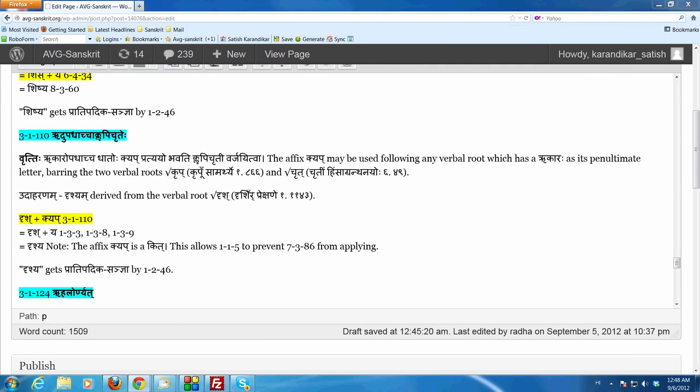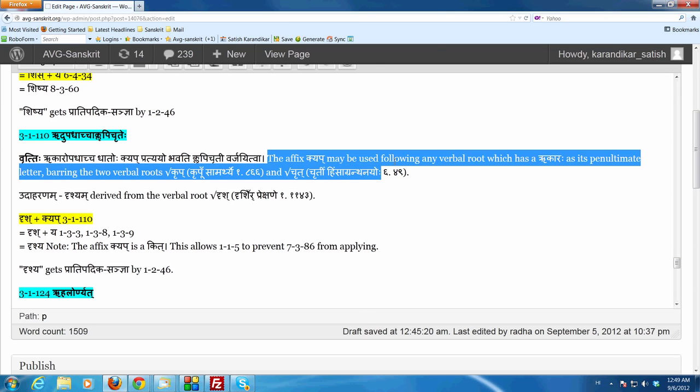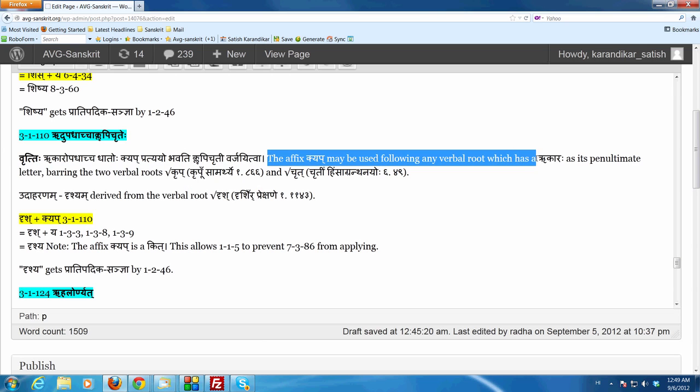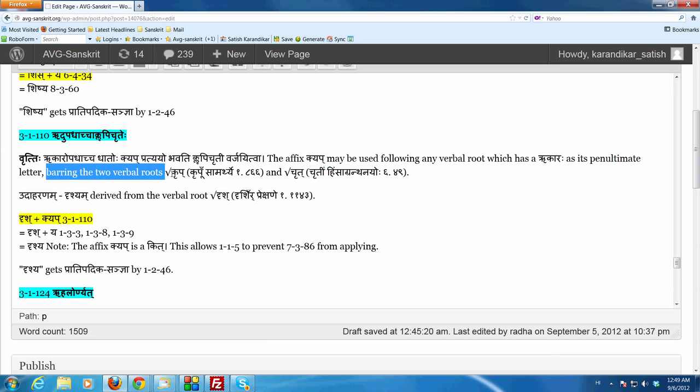The vritti simply says that yukaropadhacha dhatoho kyap pratyaya bhavati kripi chriti varjayatva, which means that the affix kyap may be used following any verbal root which has rukara as its penultimate letter, barring the two verbal roots krip and chrit. Now you may be wondering why this is kripi. Where did the rakara come from?